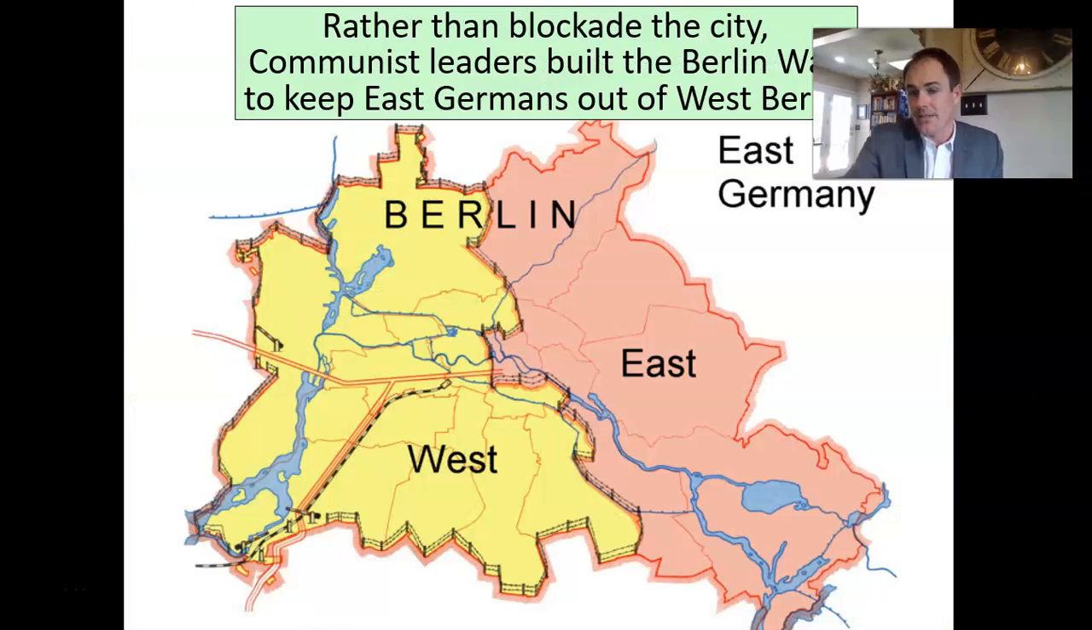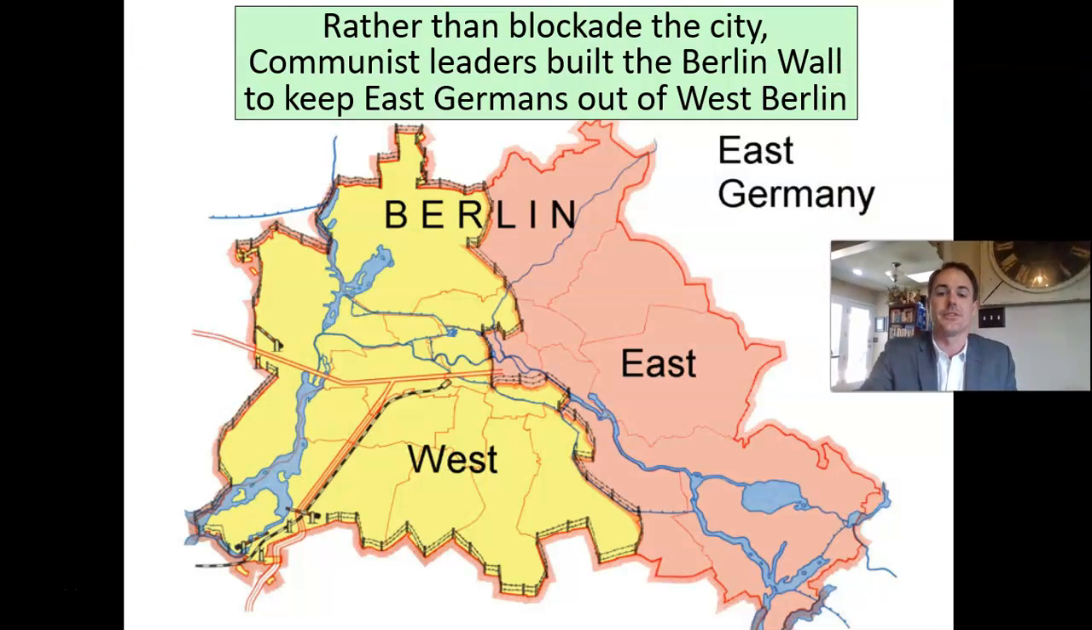So instead of blockading, communist leaders built a wall to keep East Germans out of West Berlin. So you see here Berlin, remember it's in East Germany. The red, this is East Berlin. In yellow, this is West Berlin. And almost overnight, the communist leaders in East Berlin built a wall around West Berlin. How were they able to do that? Remember, all of Berlin was in communist-controlled East Germany.